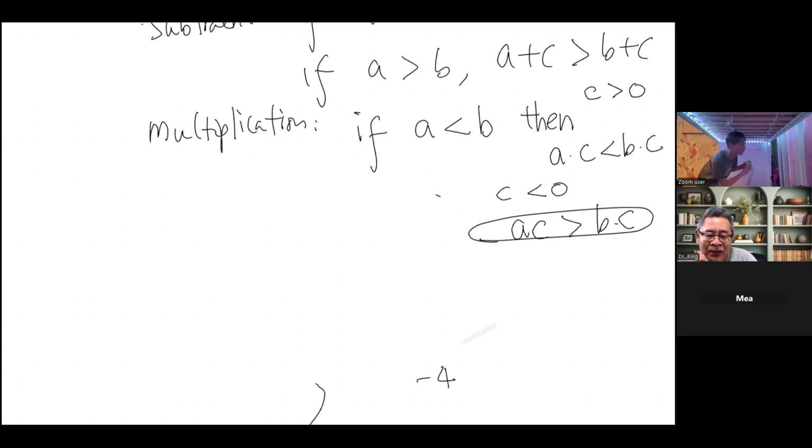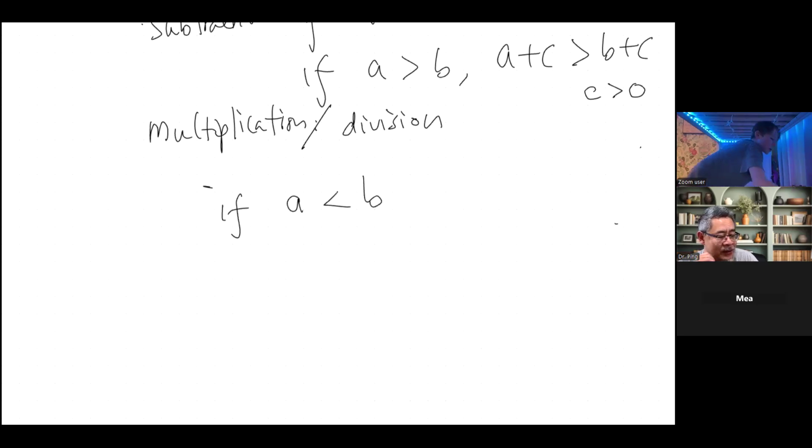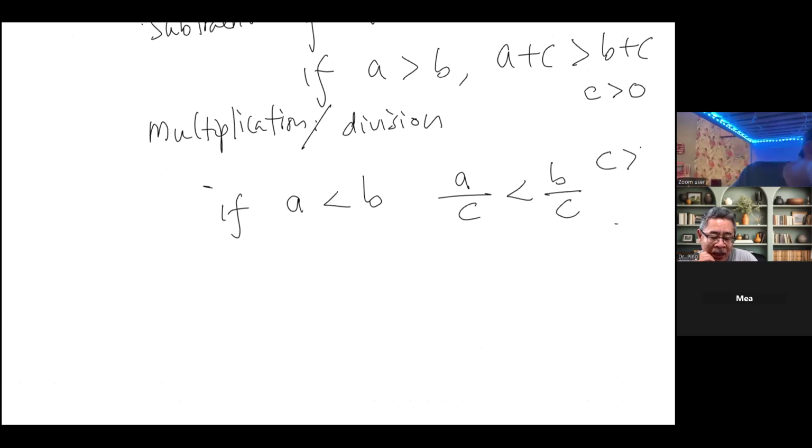Now this is about multiplication. That same thing applies to division, so we can put them together. When we do division, if A is less than B, then A divided by C is less than B divided by C, as long as C is greater than 0. And if C is less than 0, we have to flip it.